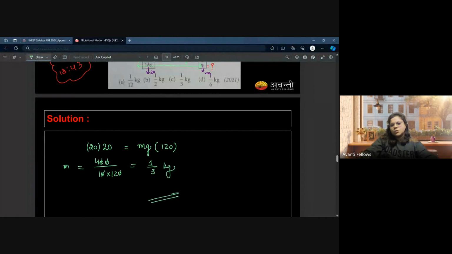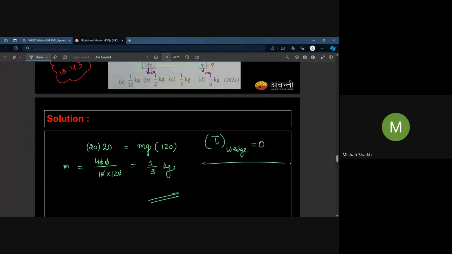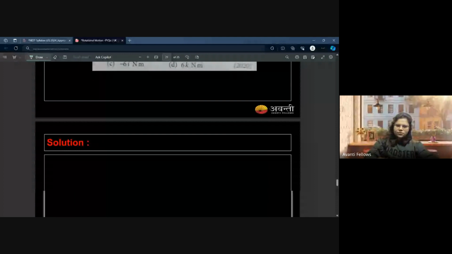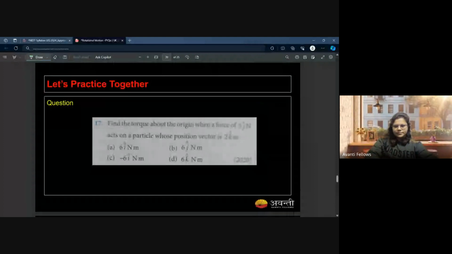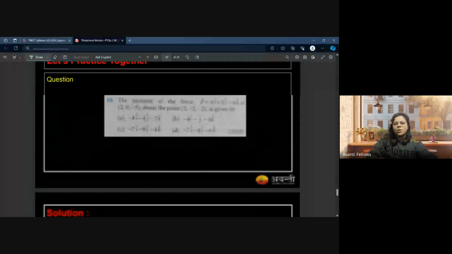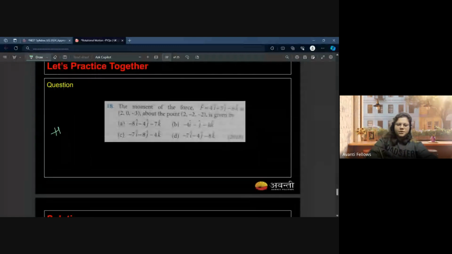So what we did, we put the torque about wedge is 0. Is that fine? Okay. Take this question in the homework. I'll upload the PDF, otherwise take the screenshot. Then this question is your homework as well. They're simple questions, right? You have to do cross product and all, and you will get the answer. And similarly, this one also.